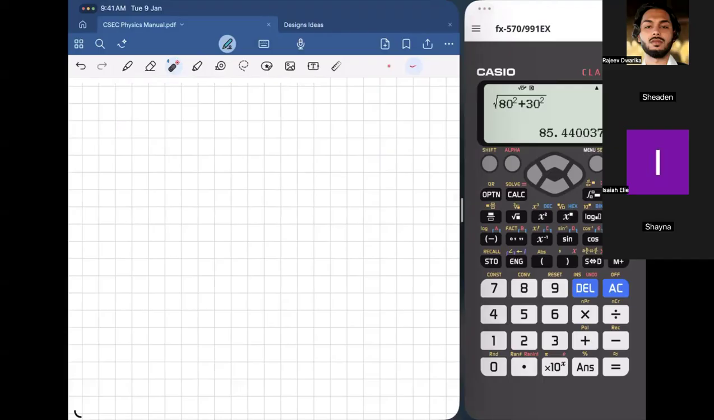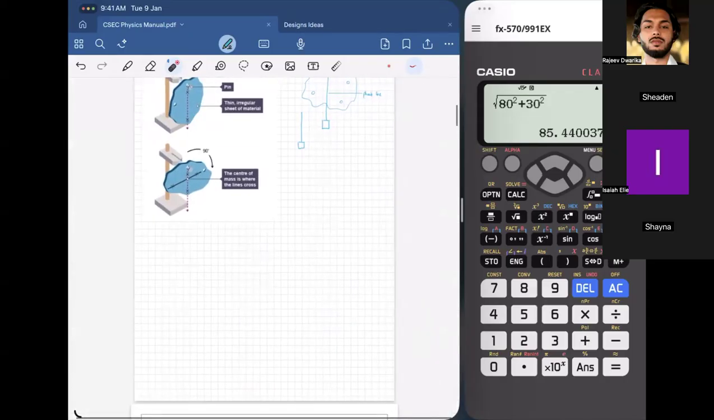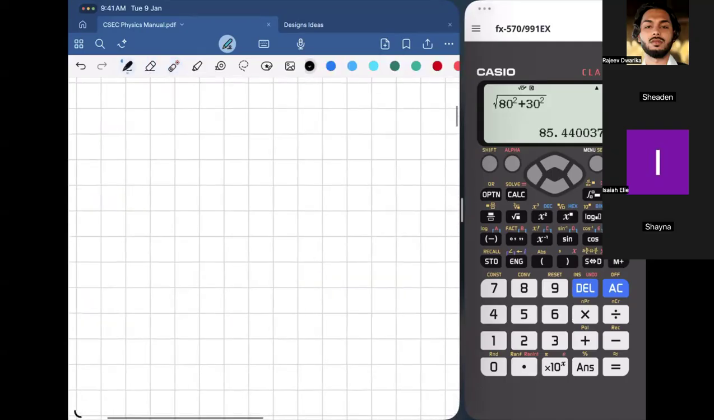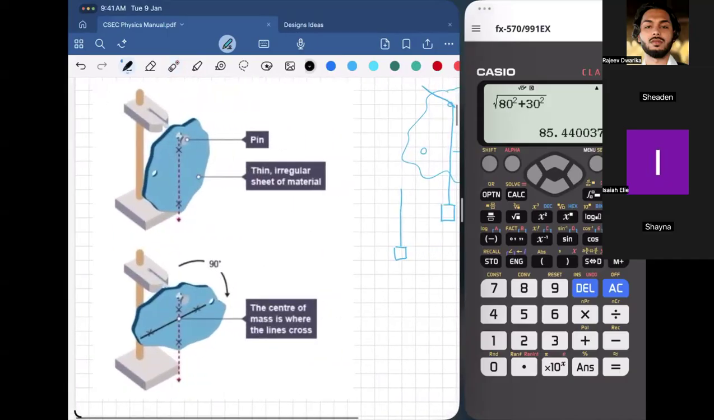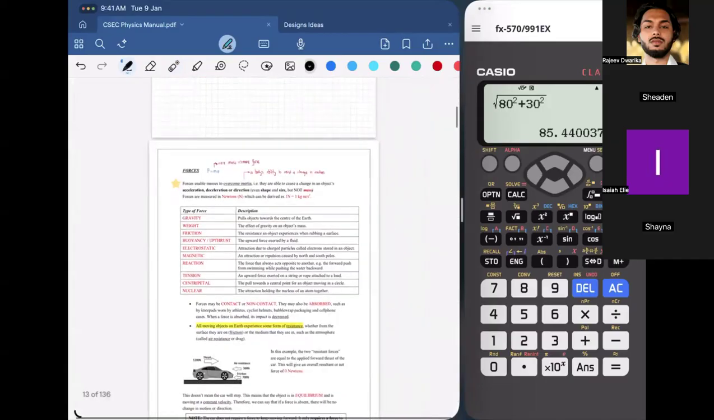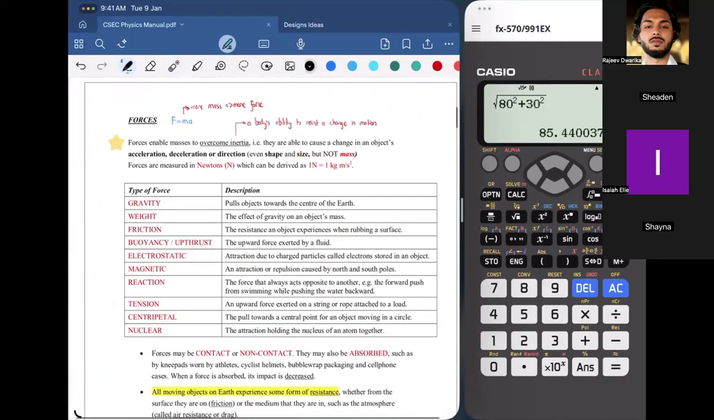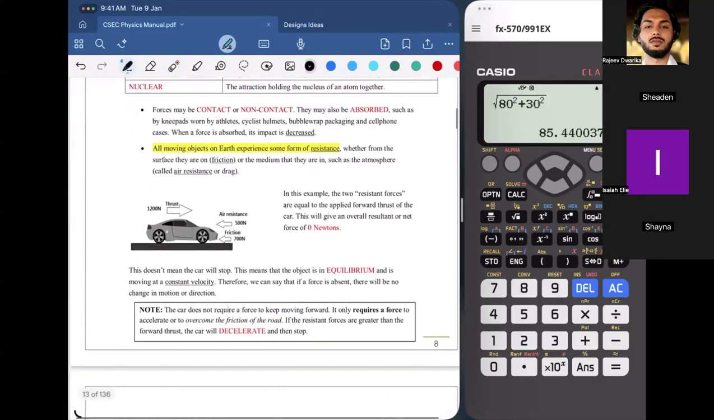Stable equilibrium. Unstable equilibrium. Okay, stable and unstable. Isaiah, what's another type of equilibrium? The last one. Neutral. Cool. All right. Did you all remember this experiment to find the center of gravity for an irregular shape? Yes, sir. Okay. Forces.